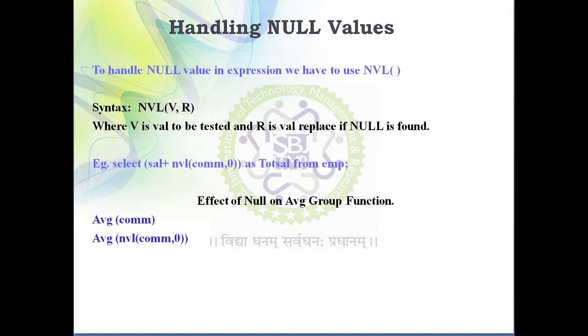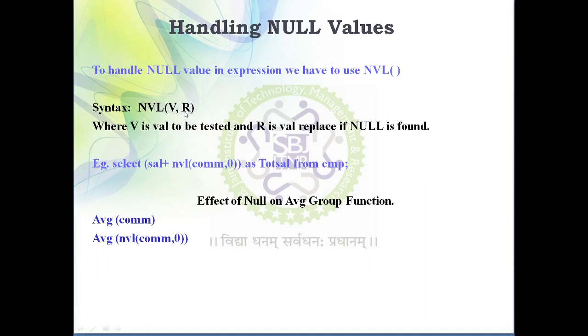NVL stands for null value locator. To handle the null value in any particular query, you have to make use of this NVL function. NVL stands for null value locator. So what is the syntax for this?